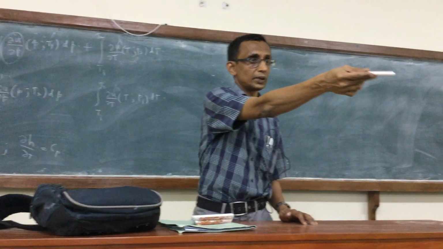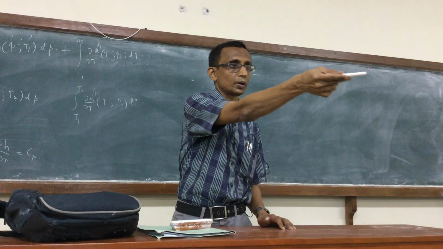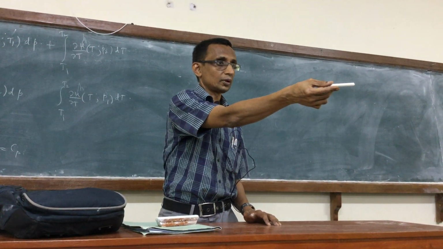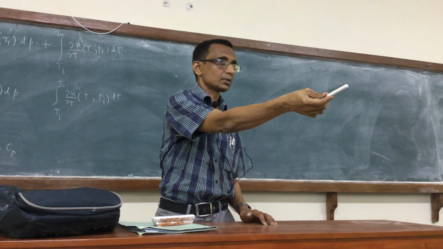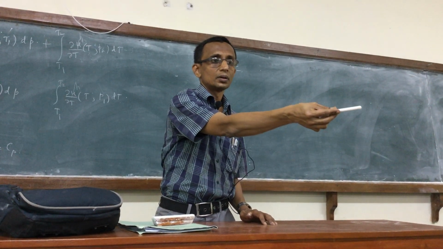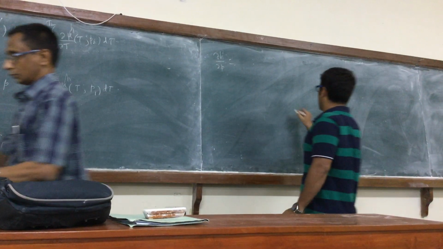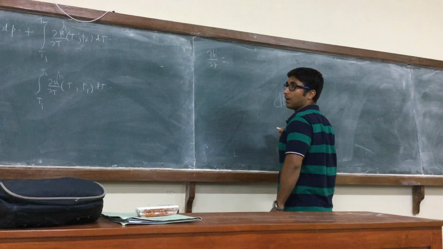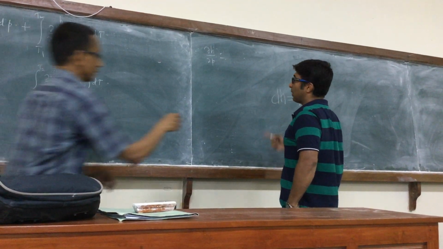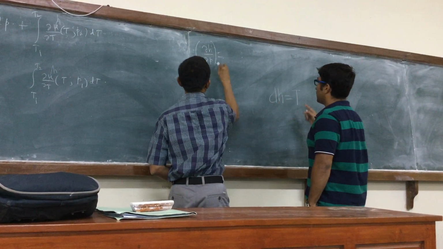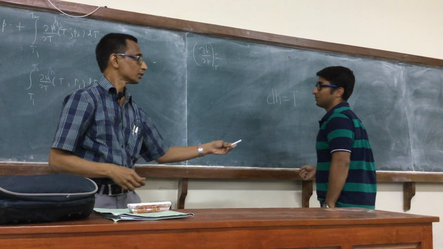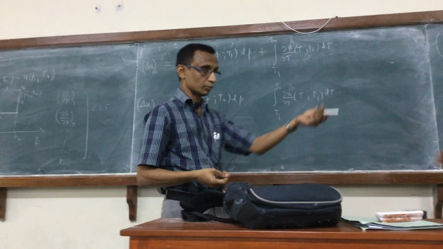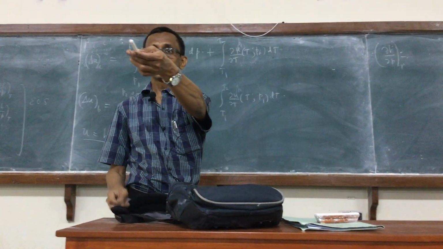Write it on the board. dH by dT. Yeah, you can bring your notebook. I want you to write it on the board, whatever you have in your notebook. It's not dH, I just want you to write dH/dP at constant temperature. It's clear from here. This is all expressed. Can someone write?